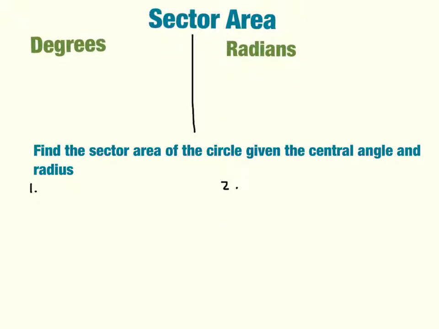Alright, if we're trying to find just the area of a piece of a circle, so the sector area, we can go about it two different ways, whether we're given theta in degrees or in radians. If we're given it in degrees, then we can set up a proportion. So we can take our theta and divide it by 360, and that equals my sector area over the entire area of the circle. So we've taken our piece of the circle in degrees divided by all the degrees of the circle equals our piece of the circle's area over all of the area.